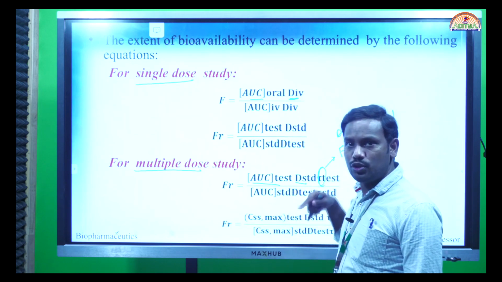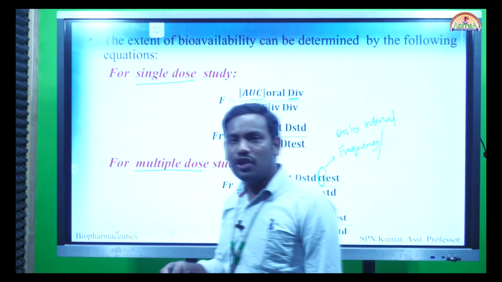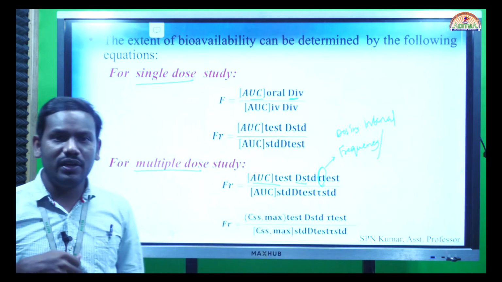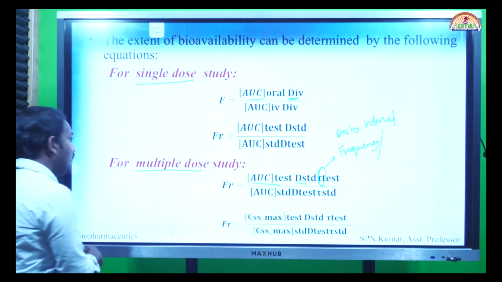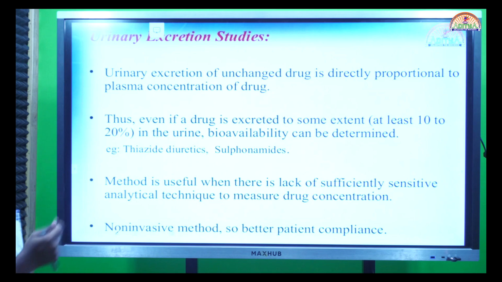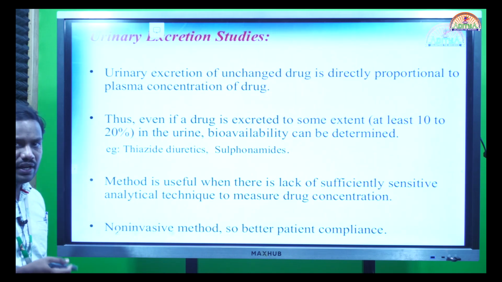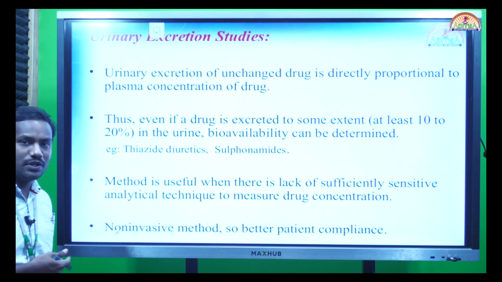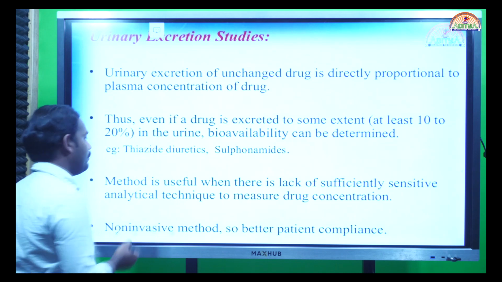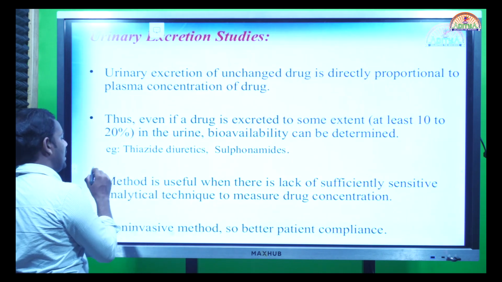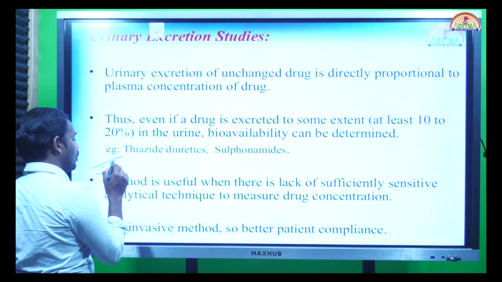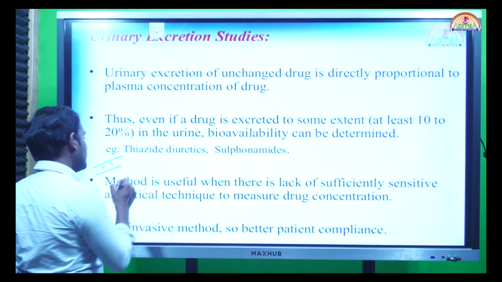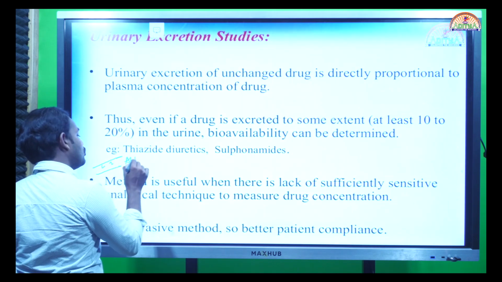Because here tau is 2, which will give me a relative measure of how the drug is behaving in the body, in the systemic circulation. Next, urinary excretion studies. Whatever we have done until now is with respect to plasma. When a drug disappears in the GIT and appears in the systemic circulation, we measure it. Similarly, this gives me a measure of absorption.